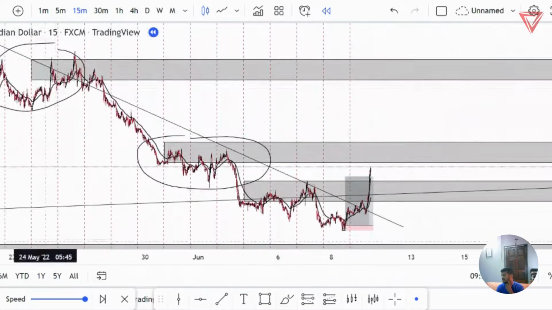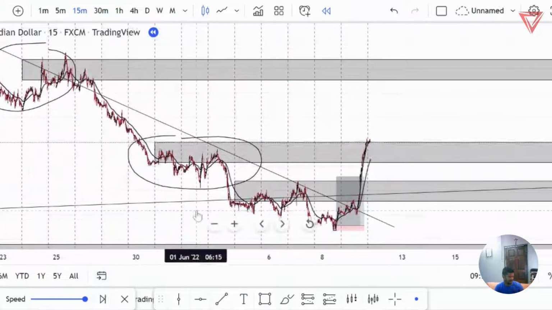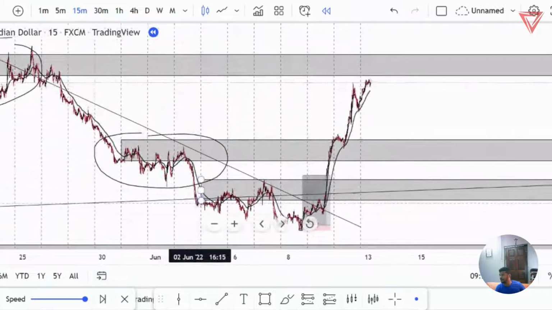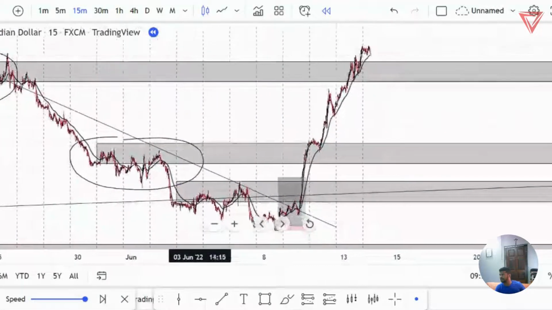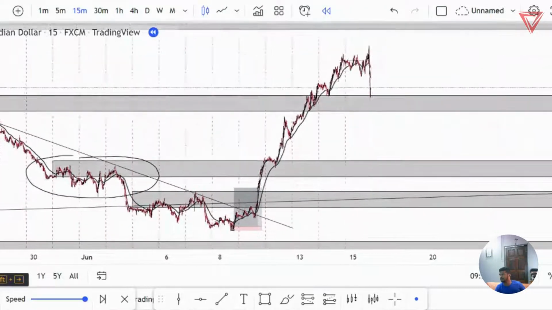Let's just see. So let me speed it up again. Let me double the speed here. See how far it really goes. So from your entry, there you go. That is absolutely beautiful.